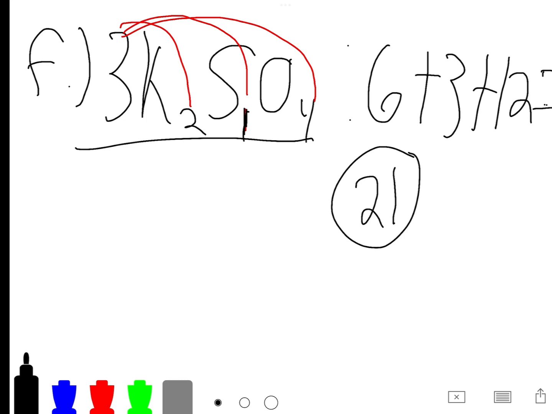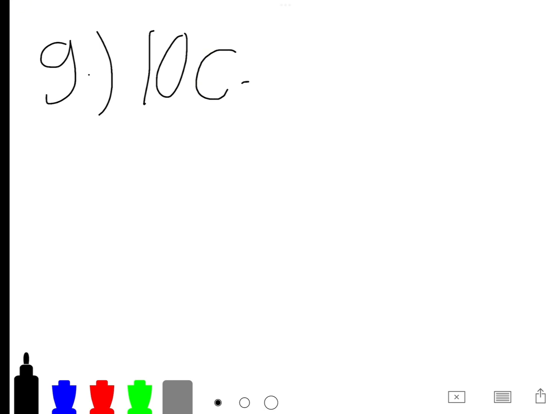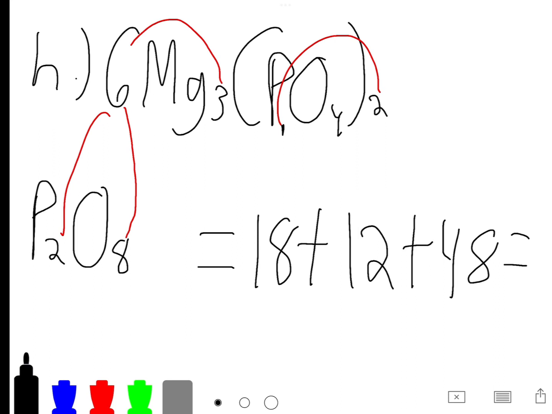Okay. Now G. Just one more after this. Don't let the bigger numbers scare you. It's just multiplication. 18 plus 12 is 30, plus 48 is 78. All right, that's it. I've done all the examples on here, so those are your problems explained. So there you go. Thank you.